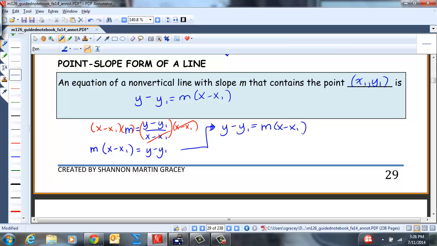Right? So if you're able to find the slope, or if you're given the slope and you have an ordered pair that is not the y-intercept, then this is the best format to use to find an equation of the line.